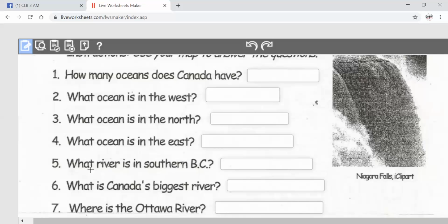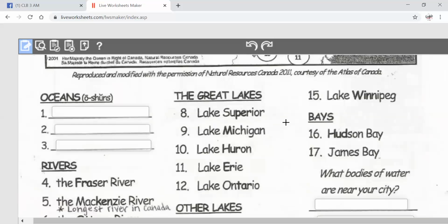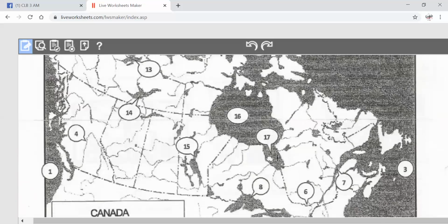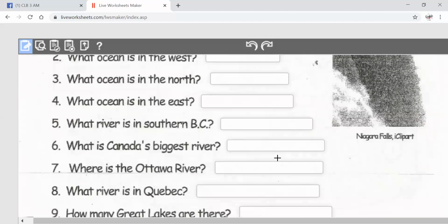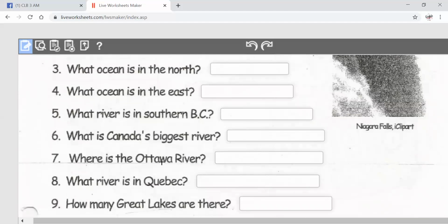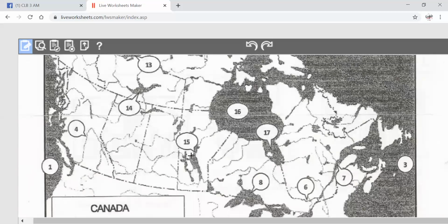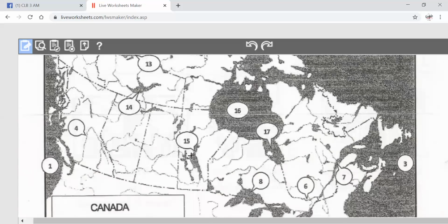And what river, now we're asking about river, not ocean, is in southern BC? Southern means south of BC. What is BC? British Columbia. You have to know where British Columbia is and tell me which river is south of British Columbia. All right, the name. Where is the Ottawa River? So which city is on the Ottawa River? What river is in Quebec? Which river is in Quebec? So you need to know where Quebec is to tell me which river is in Quebec.